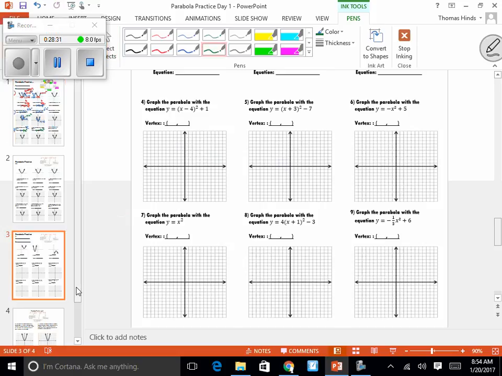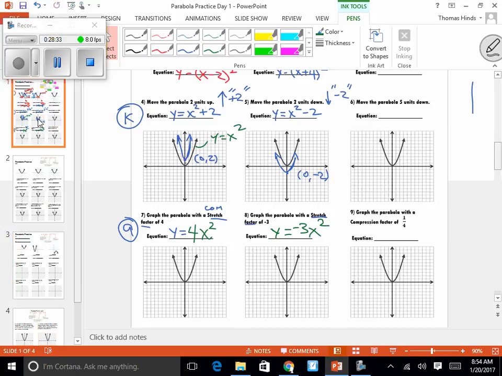A parabola starts at a regular pace. If you put a regular number, a whole number like a 3 or a -3, it just means it's going to close up. It gets narrower and narrower. They call it a stretch factor, but that's what it means.